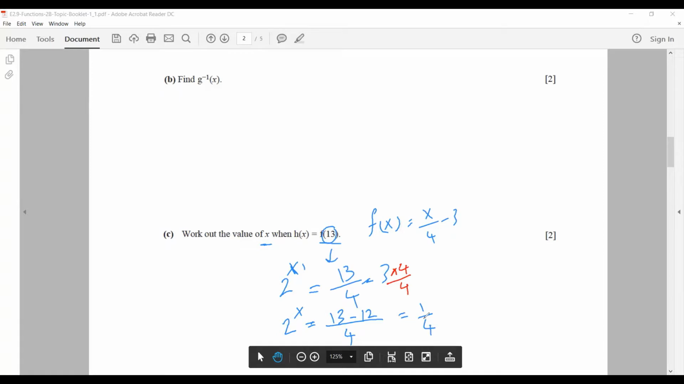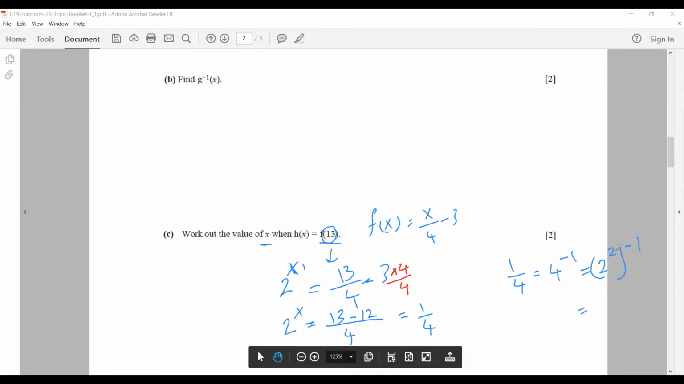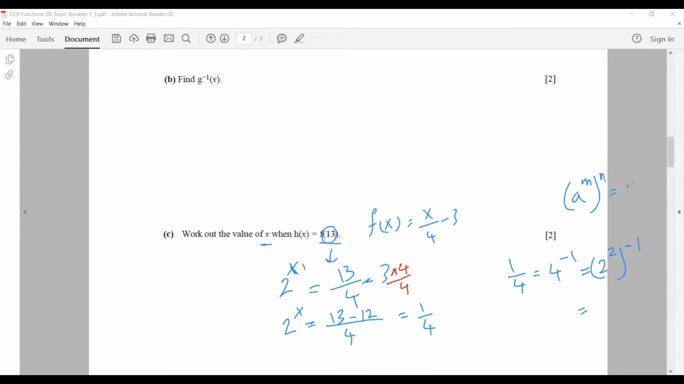However, 1 over 4 can be written as 4 raised to the power of negative 1, right? This is the law of indices. You can bring it up and just change the sign of the power. And you know that 4 is 2 to the power of 2 already. And then we have another index outside, and you multiply these two powers, right? If you recall the law that if a number is raised to a power and then again raised to another power, the new power is the product of those two powers, right? Same thing here, it is 2 raised to the power of negative 2.